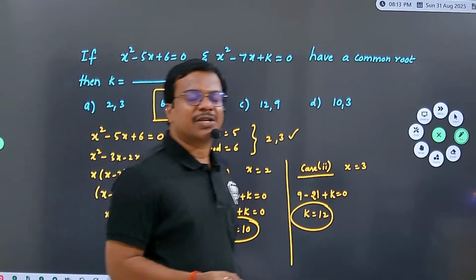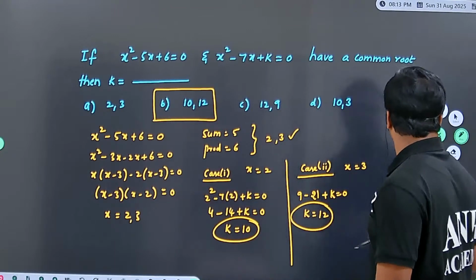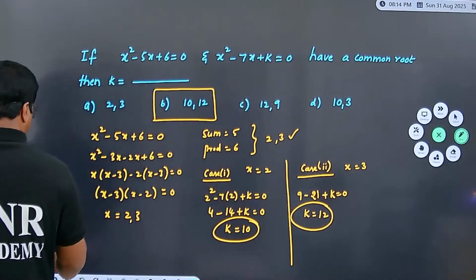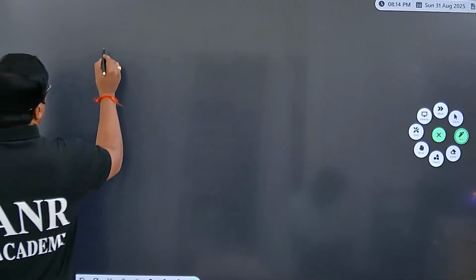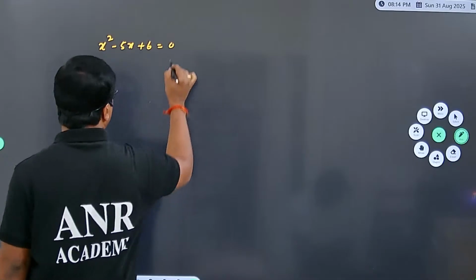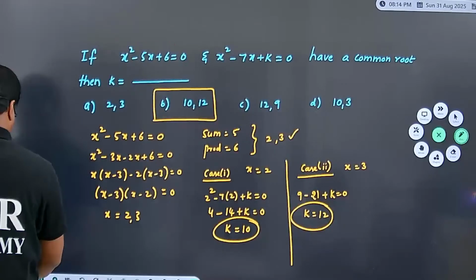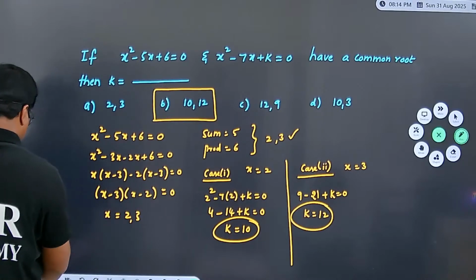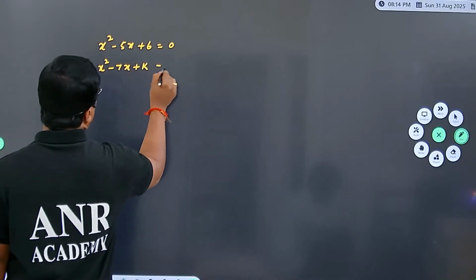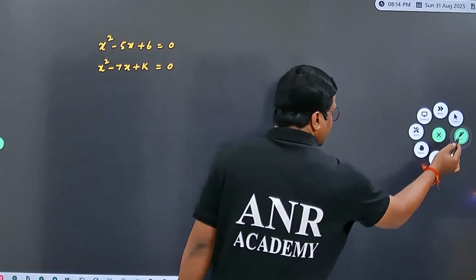And there is a short technique to find the value of k. Let us see the short technique. First equation, you have x square minus 5x plus 6 equals 0. Another one, x square minus 7x plus k equals 0. See the short technique.